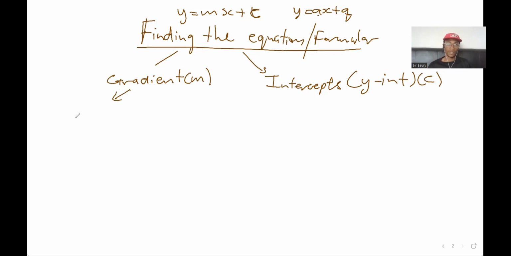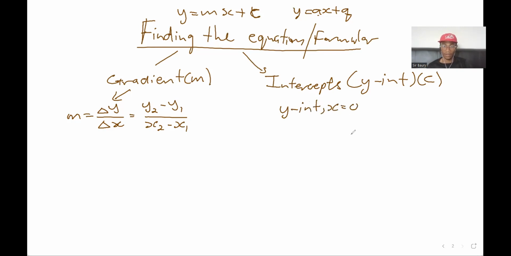So how do I get the gradient? The gradient has a formula. Gradient is equal to change in y over change in x, which means y2 minus y1 all over x2 minus x1. There has to be a correlation between these two. With the y-intercept, that is where x is equal to 0. So in my formula, I substitute x as 0, then I solve the equation. So I'm going to show you how you answer these questions.